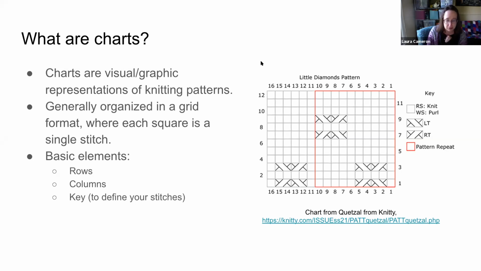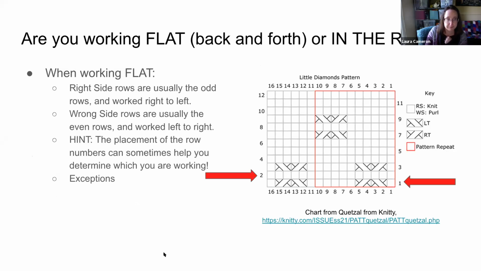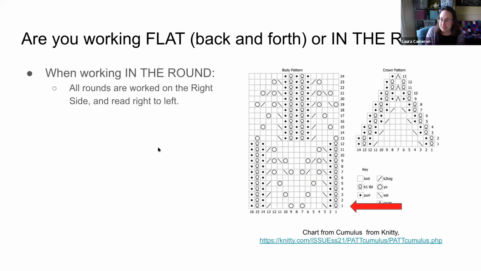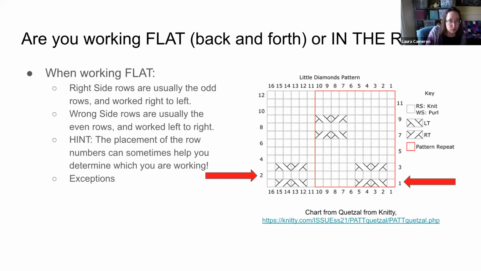So let me, hold on. Okay, so the first thing to know about working charts is whether you're working back and forth or in the round. Sorry, skipped forward one too many.